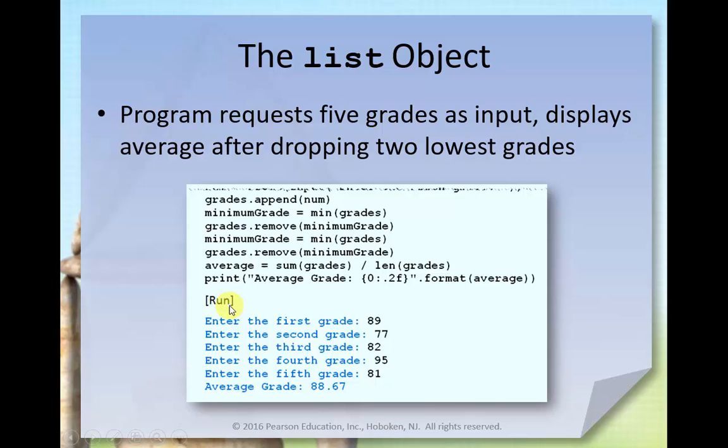So this is what it would look like when we ran the program. Enter the grade: 89, 77, 82, 95, 81. In our code, we want to be able to throw out the two lowest ones, so we should be getting rid of the 77 and the 81, which leaves these three behind. Add those up, divide by 3, and you'll get the average grade.